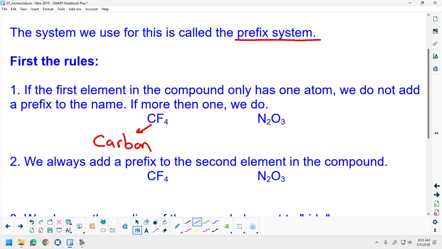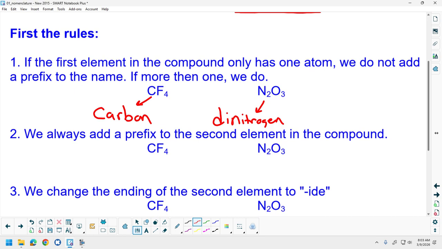On our other example here, we have N2O3. Well, that first element is nitrogen. But since there's two of them, we're going to be adding the prefix di to represent the fact that there are two nitrogens in the compound. As far as the prefixes go, you can find a list of the numeric prefixes at the bottom of your notes. So the prefix for 2 is di. All right, so we've taken care of the first part of the name.